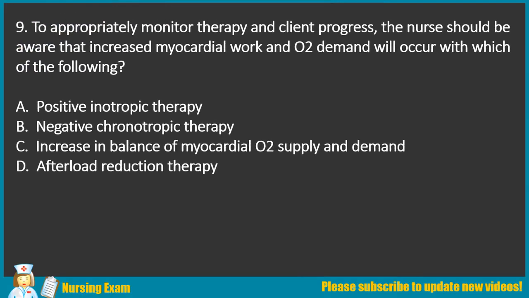Question 9. To appropriately monitor therapy and client progress, the nurse should be aware that increased myocardial work and O2 demand will occur with which of the following? A. Positive inotropic therapy. B. Negative inotropic therapy. C. Increase in balance of myocardial O2 supply and demand. D. Afterload reduction therapy.